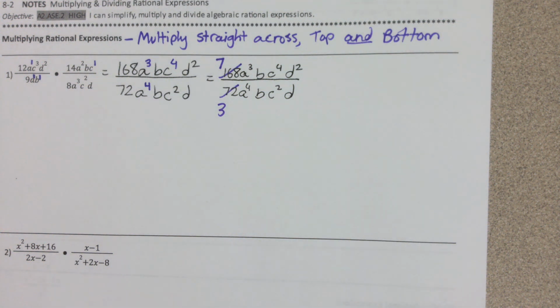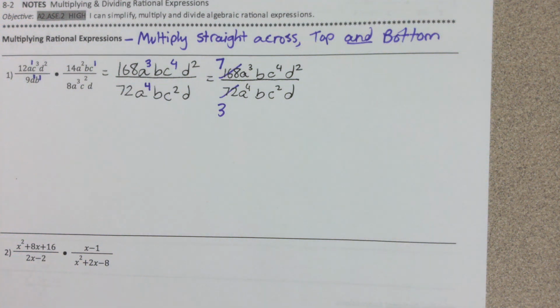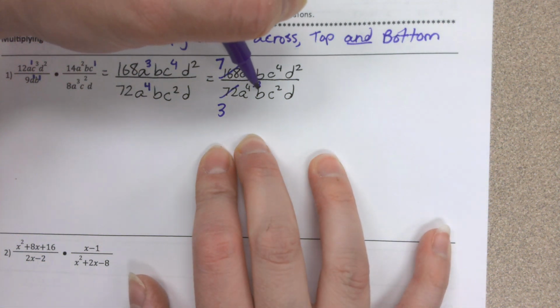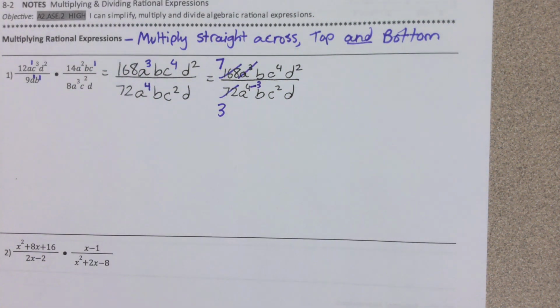Now for the letters, starting with the A's. A cubed on top, a to the fourth on bottom. Reminder, you subtract where the larger one is. So on the bottom, I'll do 4 minus 3, and then I'll completely cancel that a cubed on top. Again, make sure you're neat when you do this. This is going to get really messy.